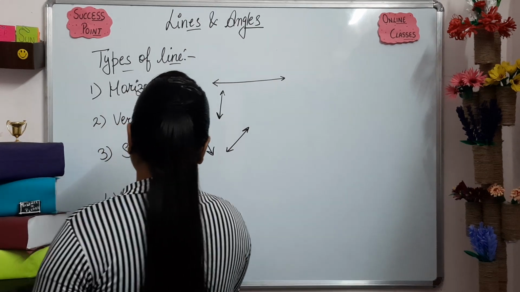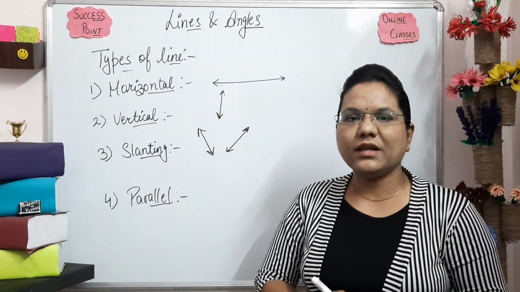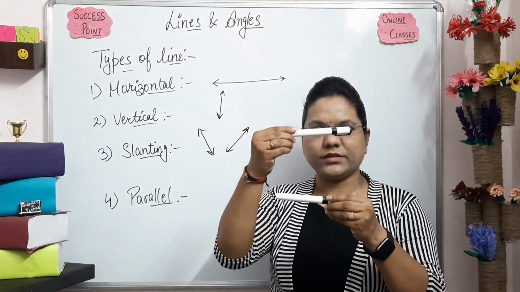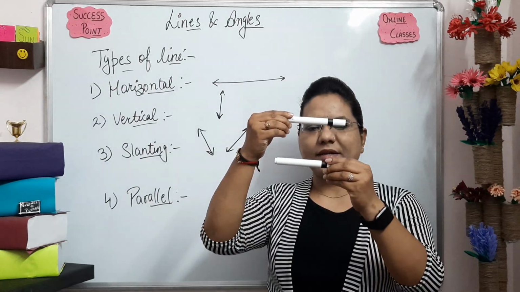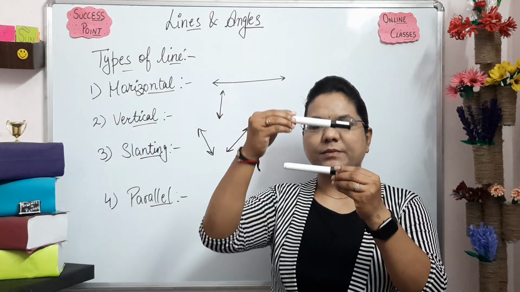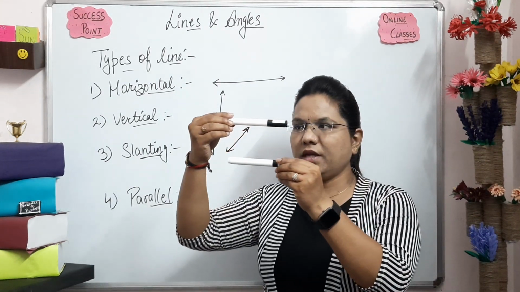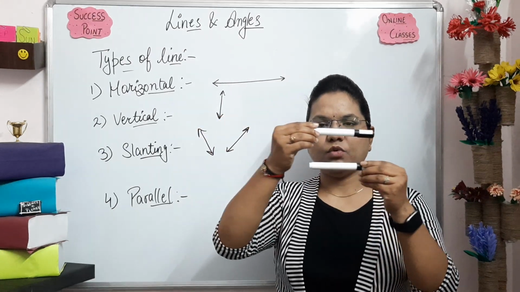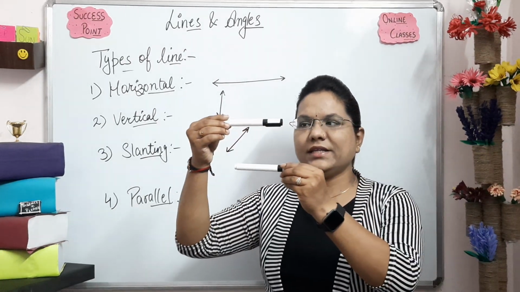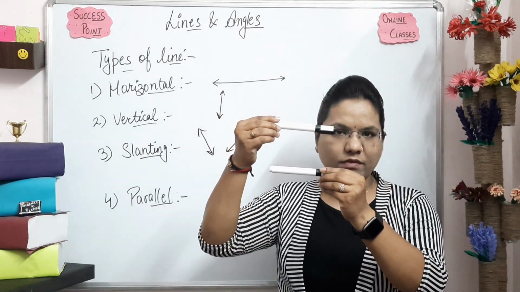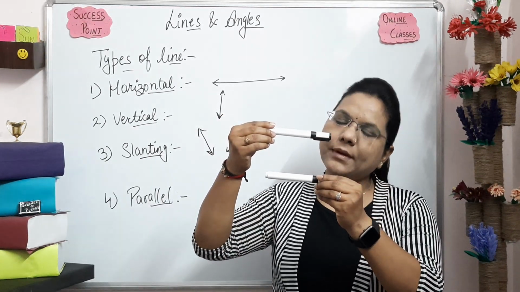parallel lines. So how to form parallel lines and what are they? Like we have these two markers. One line is parallel to another one. So one marker is parallel to another marker, means they will both be the same at each and every point. If we move to this side or this side, they both will remain equal, they will remain parallel.